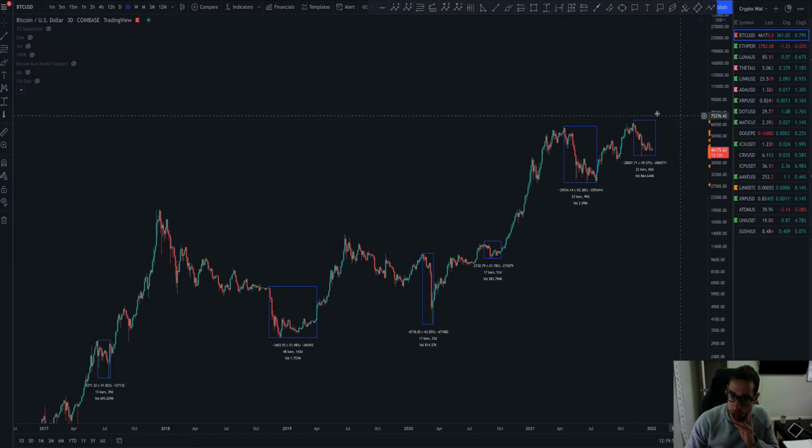So I am taking the premise that the 69K to 42K was the impulsive wave down. We can of course move lower, but we really want to see this low hold to maintain this uptrend of higher highs and higher lows.